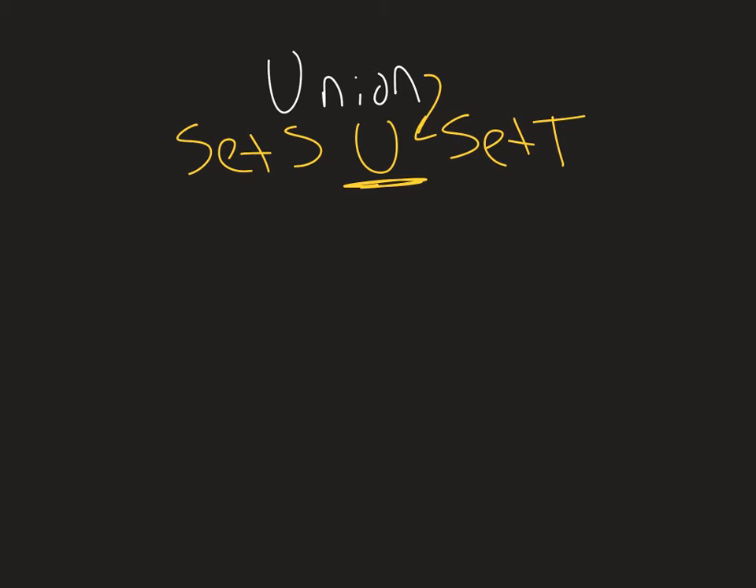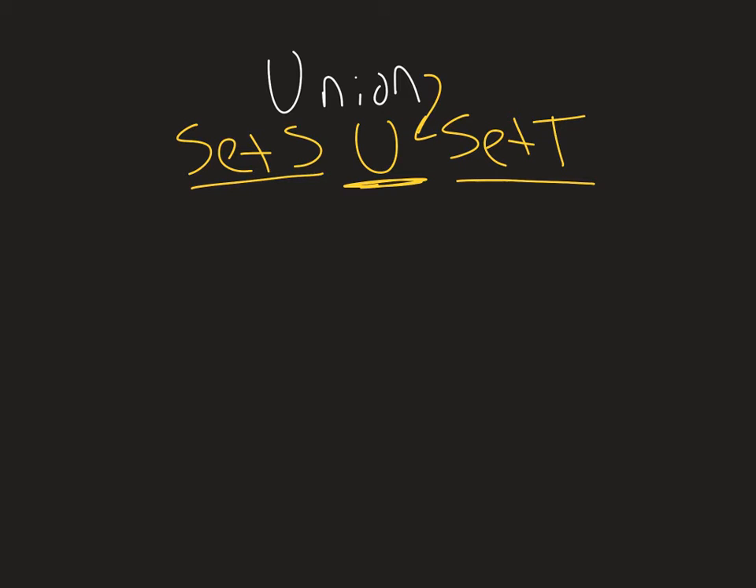So let's talk about a union of two sets. So let's say, for instance, I have set S and a union with set T. And this big U is a way for us to say union. What that means is essentially I'm going to take everything in set S, I'm going to add it to everything in set T, and we're going to combine it all. In other words, we're saying something is in set S or it's in set T.